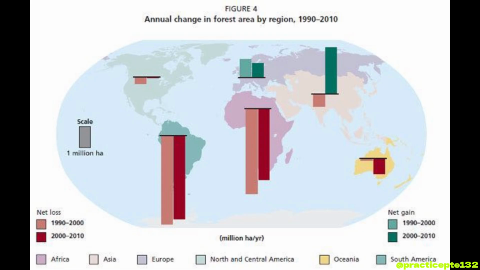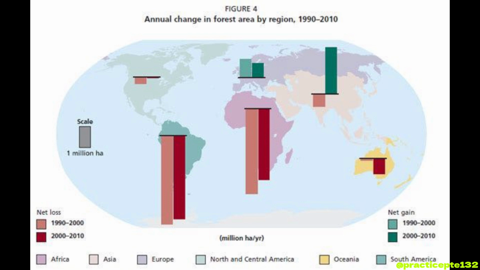The following graph gives information about the annual change in forest area by region. Data of different areas are displayed on the map. The items include net gain, states, and net loss. According to this graph, the largest areas of forest gain in the 1990-2000 year are in Asia.